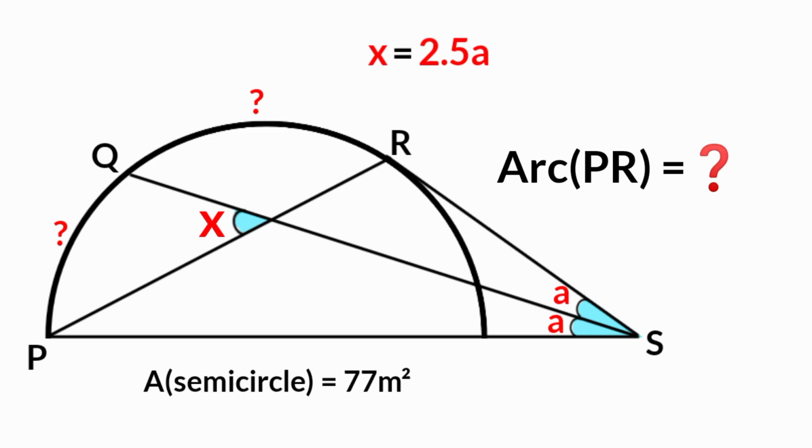Hi everyone. In today's question, here we are asked to calculate the length of this arc PR. We have the size of this angle to be x, while here this angle QSR and this angle PSQ both have their sizes to be A. That means they are congruent. Here we have x equal to 2.5A, and they said here the area of a semicircle is 77 meters squared. So how can we solve this?